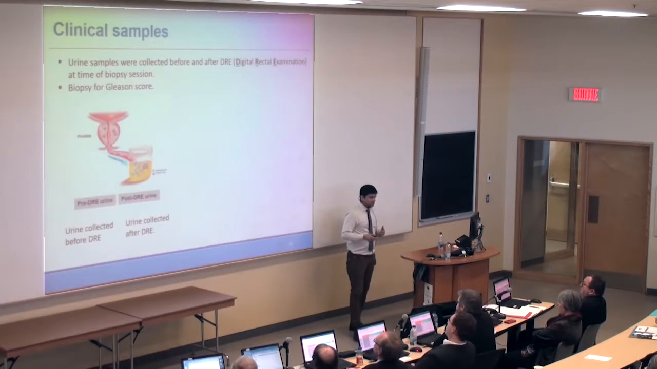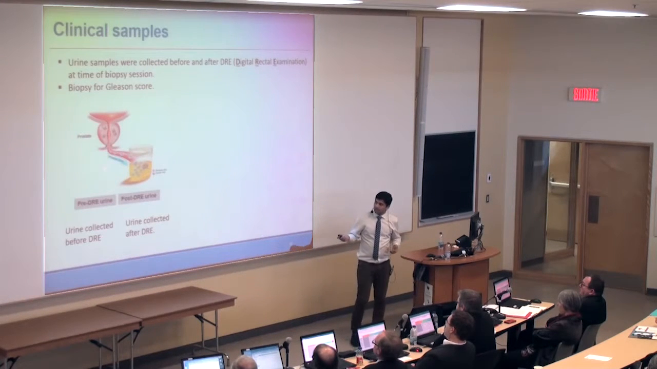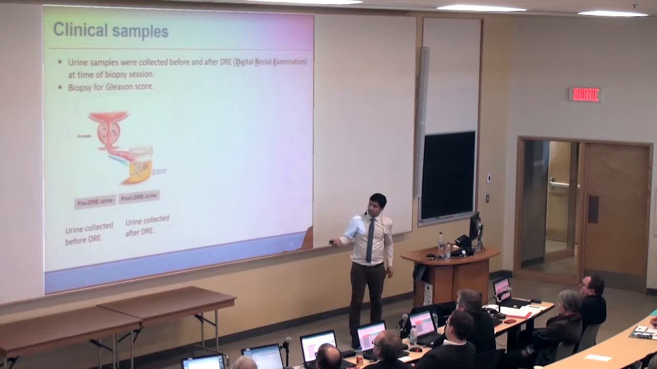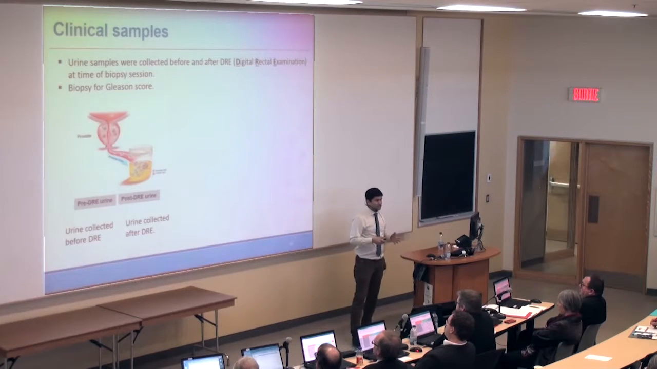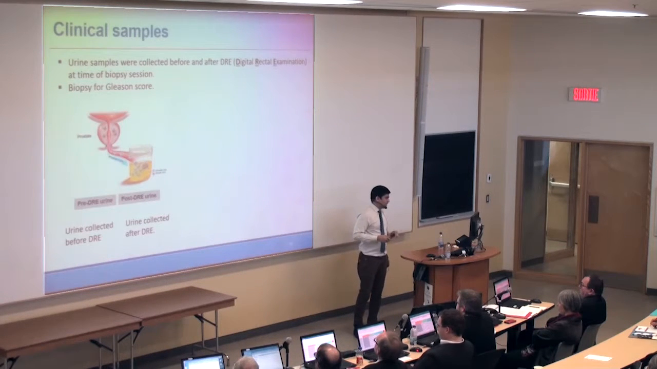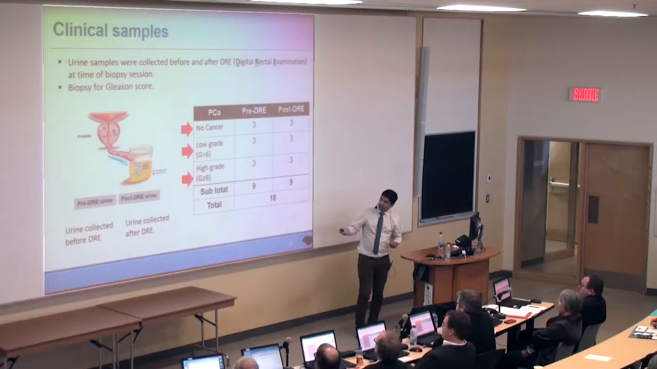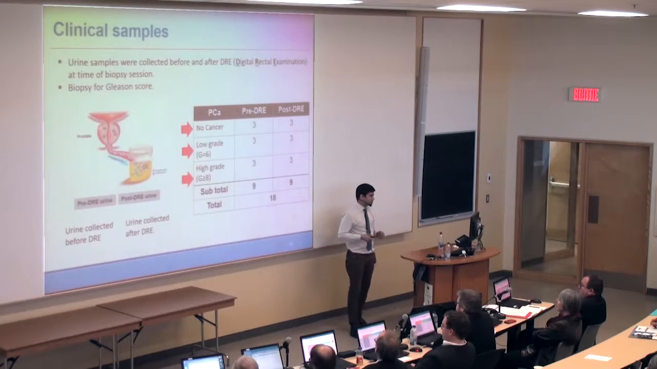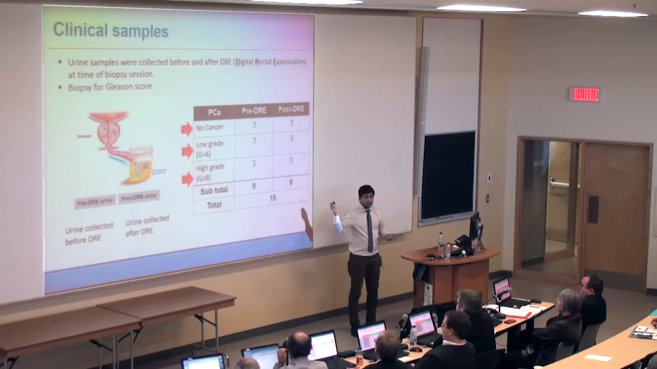For clinical samples, how have we collected them? We have collected the pre-DRE urine, and we have collected another urine sample just after digital rectal examinations. We have collected this urine from different grades of cancer patients and also from non-cancer patients. We have analyzed them with the mass spectrometry, as I showed you in the previous slide.